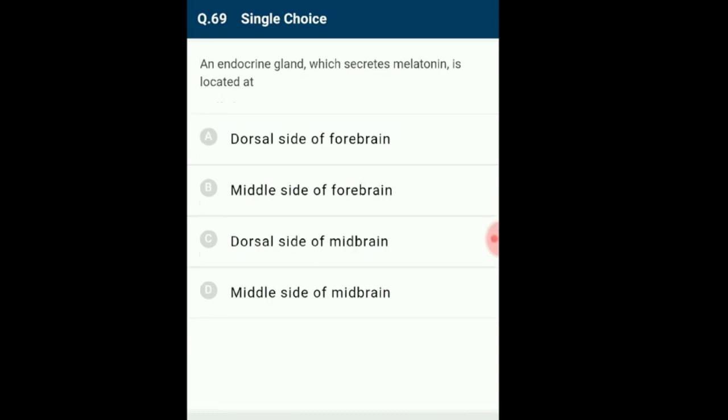Question number 69. An endocrine gland which secretes melatonin is located at the pineal gland. It is on the dorsal side of the forebrain. The hormone secreted by the pineal gland is melatonin. Melatonin is very important for regulation of the 24-hour, that is diurnal, rhythm of our body. For example, it helps in maintaining the normal rhythms of sleep-wake cycle, body temperature, etc. It also affects metabolism, pigmentation, the menstrual cycle and our immune system. So the answer is option A, dorsal side of forebrain.